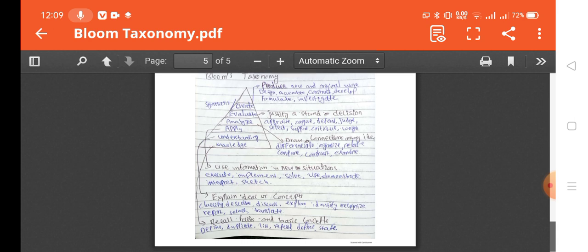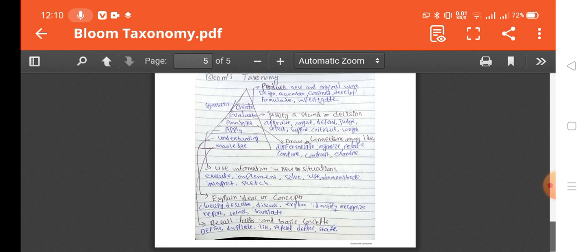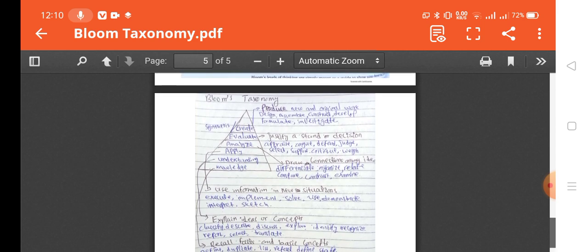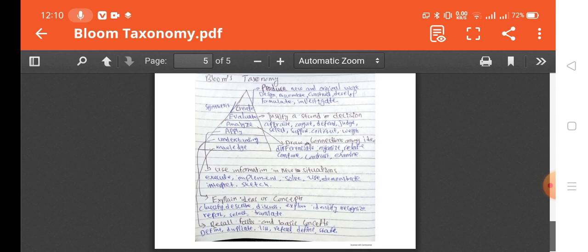At the creative level, synthesis. This level is also known as synthesis, and you produce new and original work: design, assemble, construct, develop, formulate, and investigate. So these are some of the things about Bloom's taxonomy.